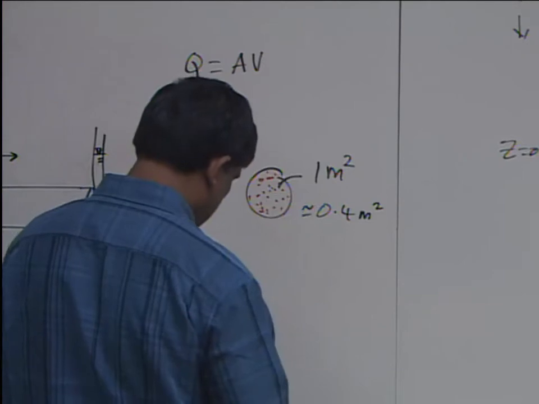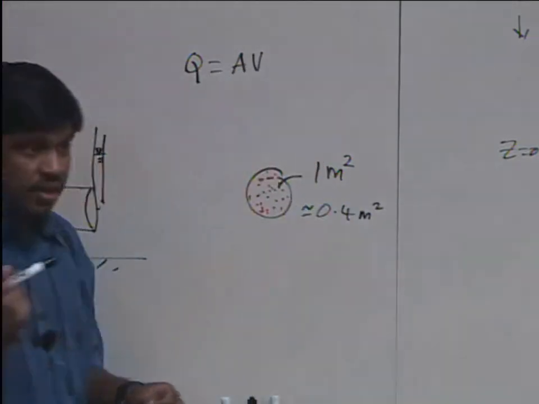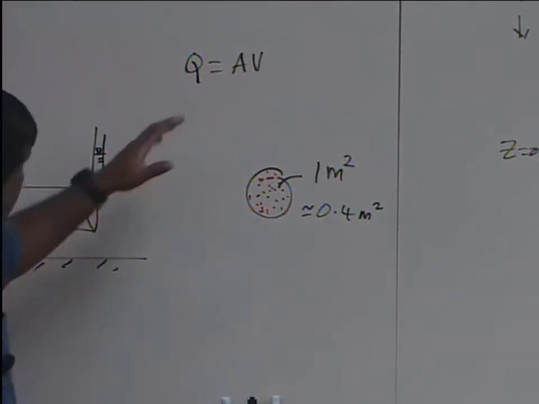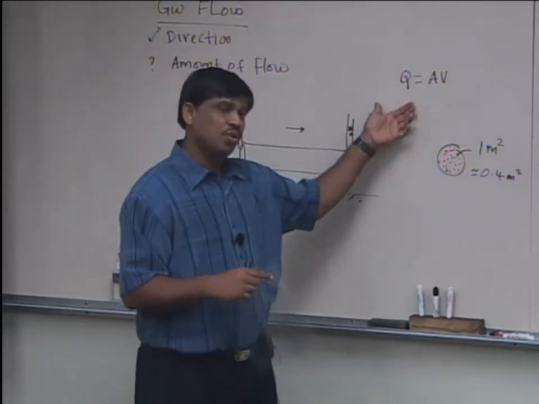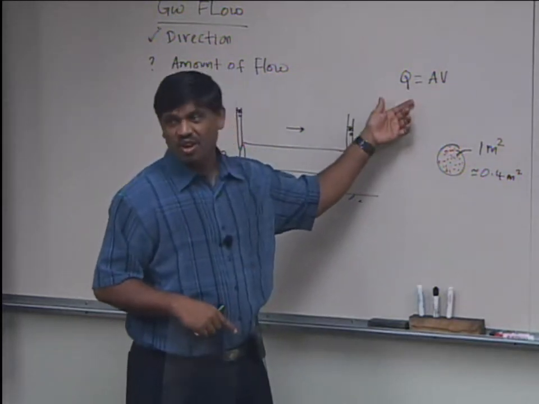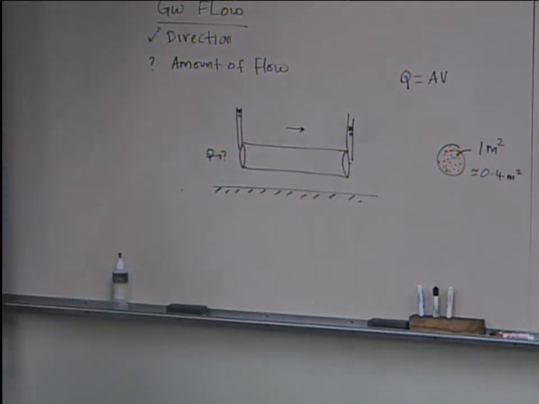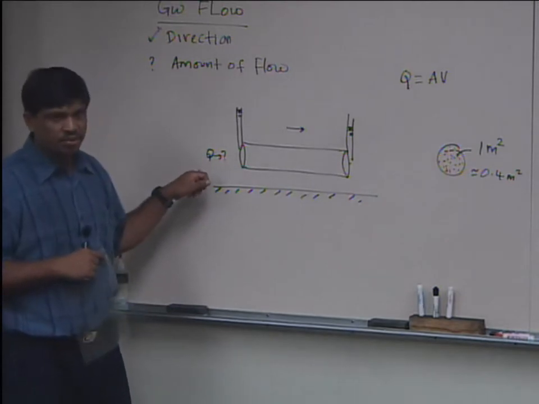So the void spaces will be only 40% because of the porosity issues. Okay, so I can calculate that. But the question is, it's kind of a chicken and egg story. How do I calculate velocity? Well, if you know Q, you can calculate velocity. Or if you know V, so they're kind of interlinked. We'll talk about how we calculate all this. But the bottom line is the fundamental properties I need to calculate Q.